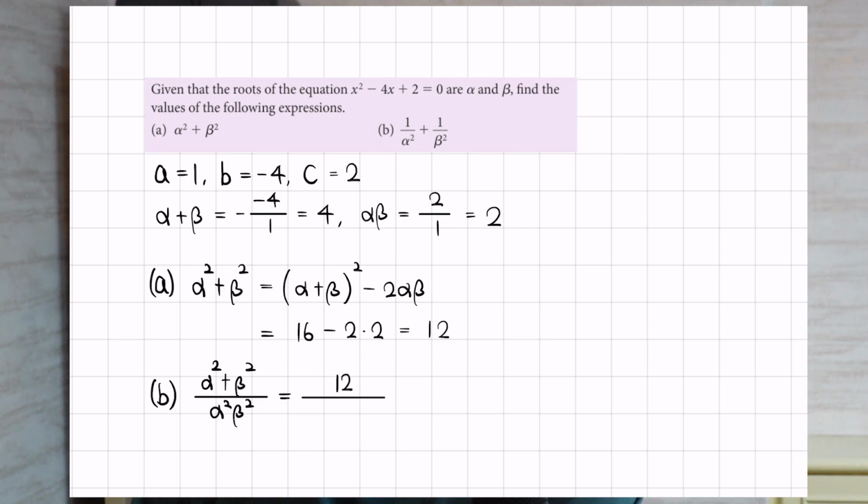And for the denominator, we have alpha squared times beta squared, which is just the square of alpha beta. The value of alpha beta is equal to 2. So this is 12 over 4. So the answer is 3. So that's how you find the value of 1 over alpha squared plus 1 over beta squared, simply by some algebraic manipulations.